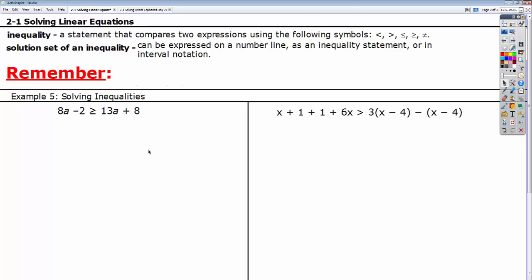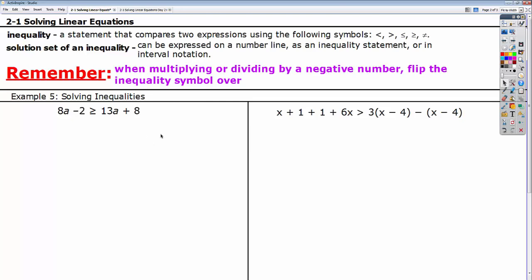Remember, when multiplying or dividing by a negative number, you must flip the inequality symbol over. That's the number one mistake made with solving inequalities, so we'll make sure we remember that. Alright, process is the same. So I have variables on both sides. Doesn't matter which one, I always try to move the smallest one. That helps me avoid this whole reminder thing. I don't have to worry about negatives if I move the smallest one over.